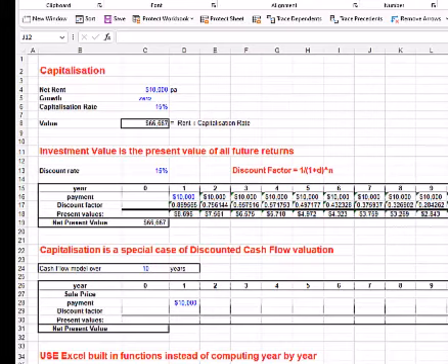The elegance of the capitalisation approach is that it is extremely simple. And secondly, and this is far more important from a legal point of view, it's based on data that can be taken from the evidence in the market.